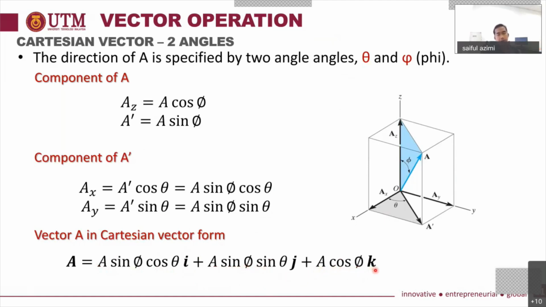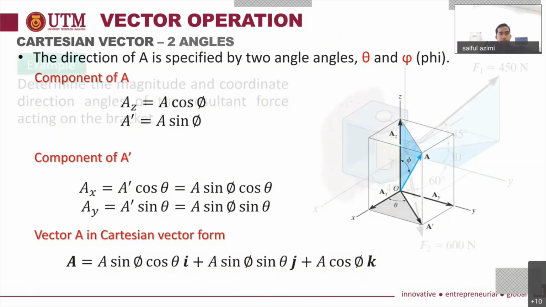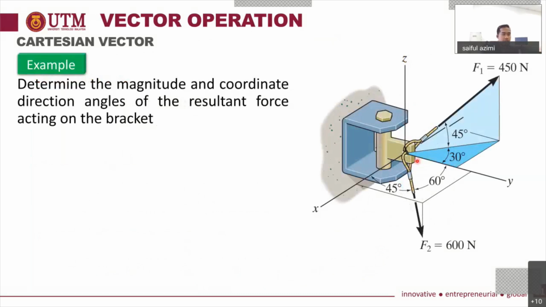Okay, but it is important for you to verify by observing your questions, the diagram of your questions. Okay, and you need to verify by drawing a separate triangle as usual. Okay, all right. So next we will take a look at the example. But before that, do you have any questions on 3D Cartesian vector?